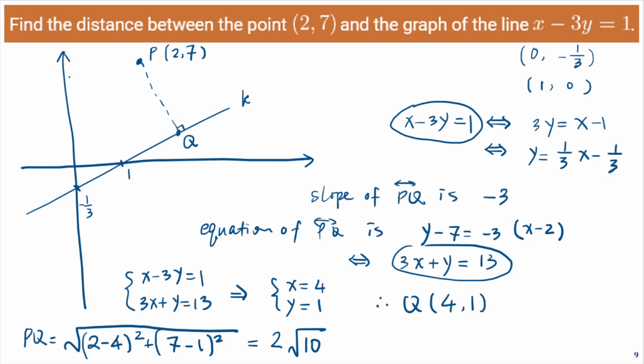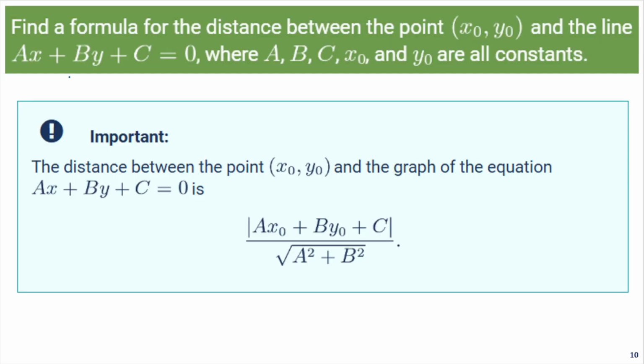And actually, this can be generalized. If P has coordinates (x0, y0), and the line has equation ax plus by plus c equals 0, then you can also find the distance between the point and the line. So the generalization gives us the following important conclusion here. I'm not going to prove this for you. You can try to do this by yourself.